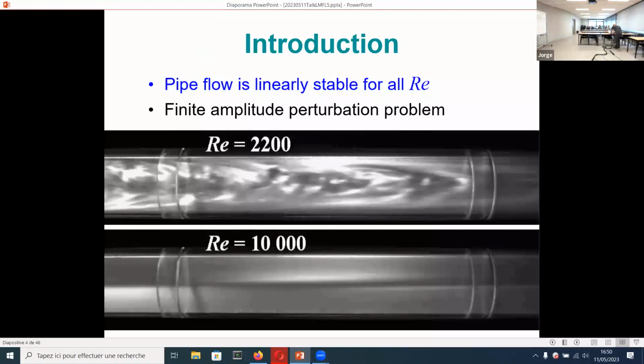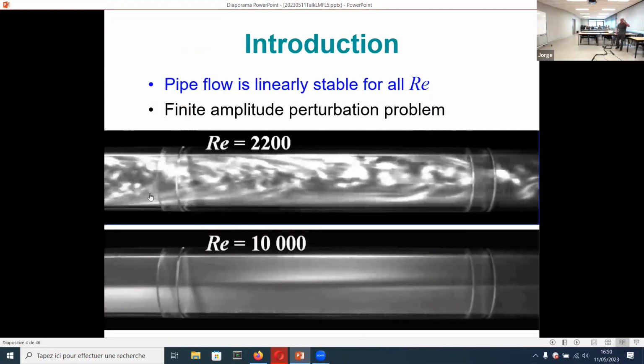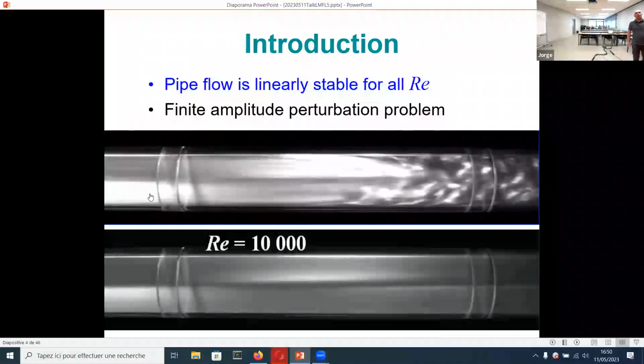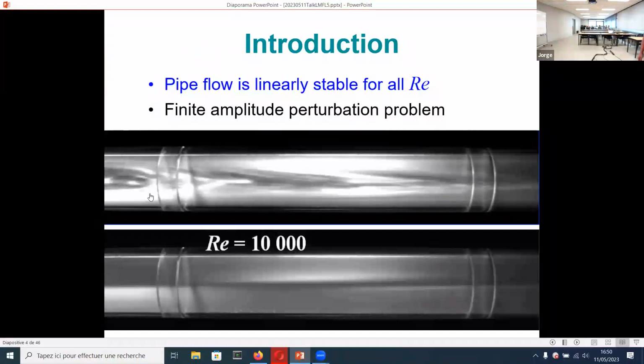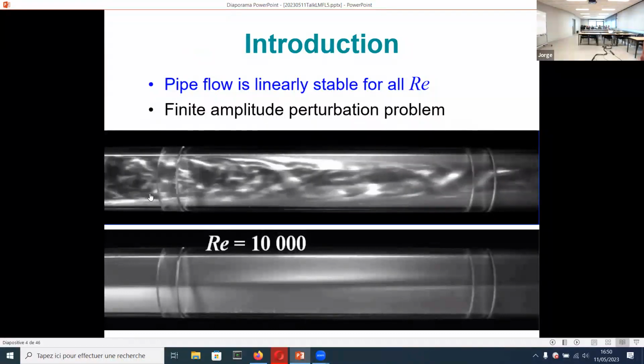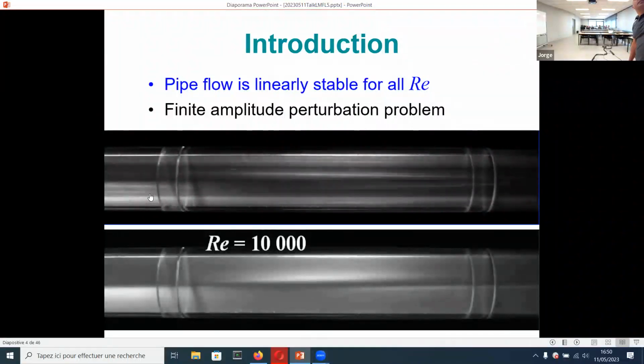So it looks like that. These are some movies that I did when I was in Manchester. This is a typical puff made by flow visualization. We put some flakes into the system, a vertical white light, and you see the puff passing through, and it's intermittent. There is laminar flow and yet another puff.